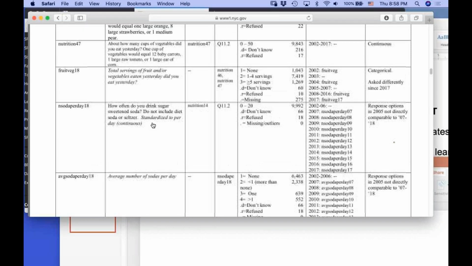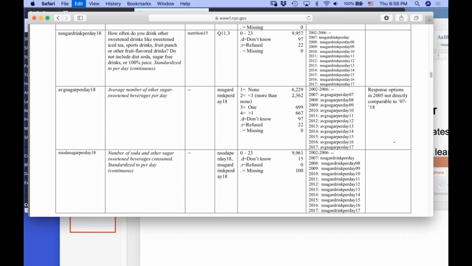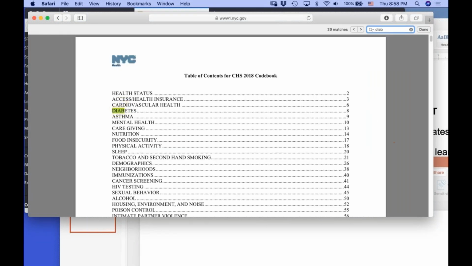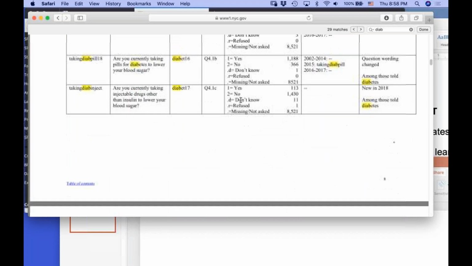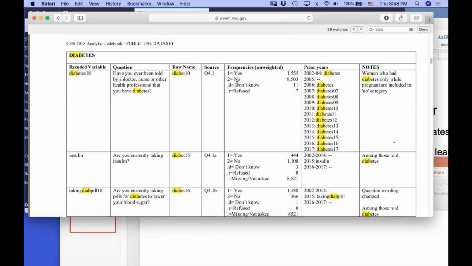So for age, it's a numerical variable. For diabetes, the question is: have you ever been told by a doctor, nurse, or other health professional that you have diabetes? Well, look, the variable is diabetes 18. The question is, have you ever been told, etc. The actual data that goes into the database is, if you say yes, they put in a 1. If you say no, they put in a 2, and so on. So that tells you how this data has to be coded.